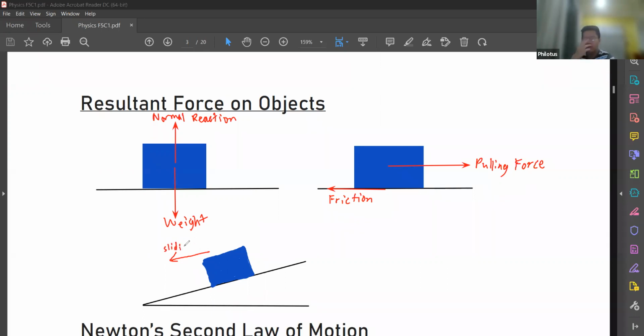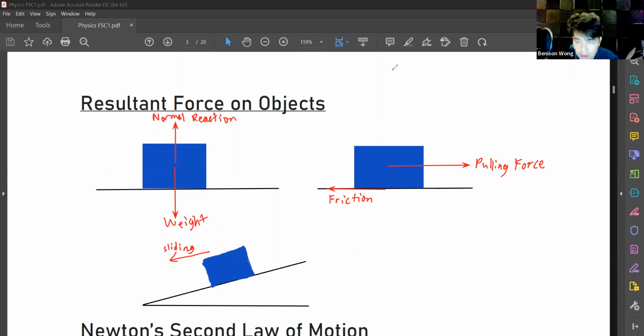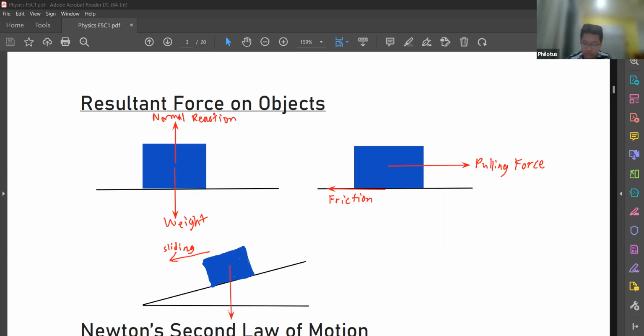Is the object going down or up? You see the direction of my arrow. If the object is sliding downwards, what are the forces acting on this object? Weight, exactly. What's the direction of weight? Down. Yes, downwards. Okay, this is weight. What other forces do you think?